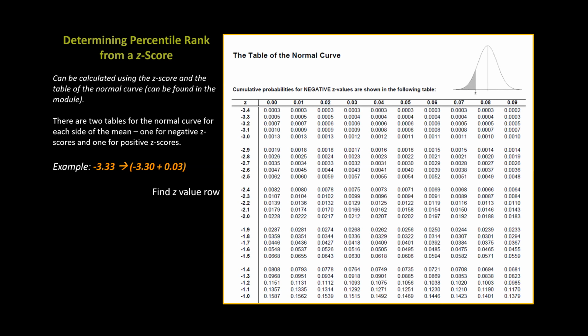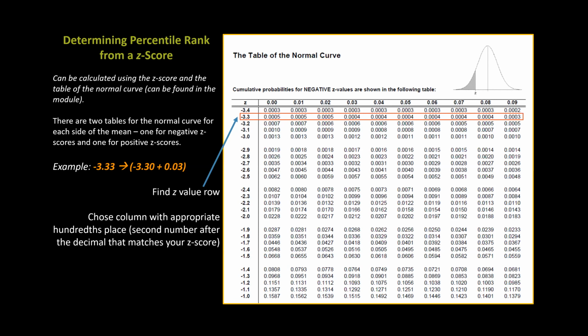So we're going to start with finding the z-value row. Our number is negative 3.33. So for the z column, I'm going to look for negative 3.3, and it's right here. After we find that row, now we're going to find the column that completes our number. So we've got negative 3.3, but our number is negative 3.33. So we have to finish the number. We're going to look for the column with the appropriate hundredths place, so that second number after the decimal. And that is the column 0.03. And that's right here.